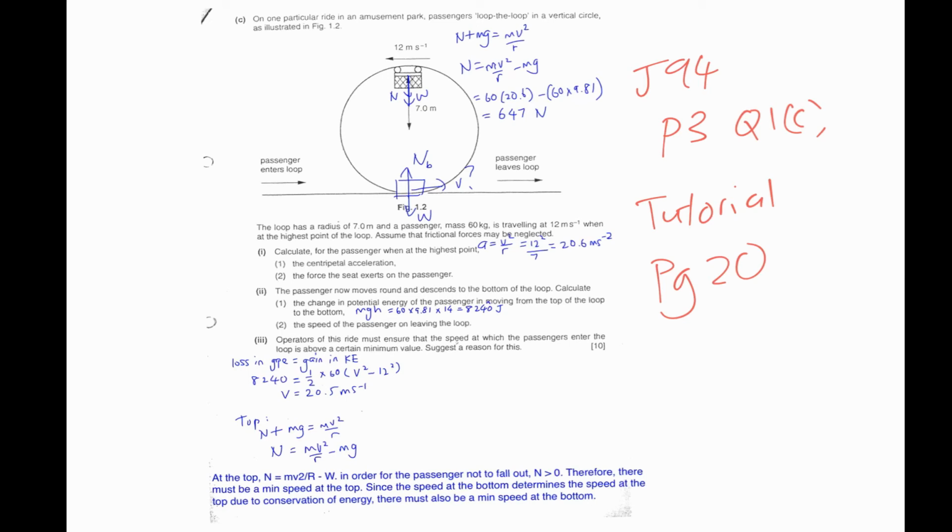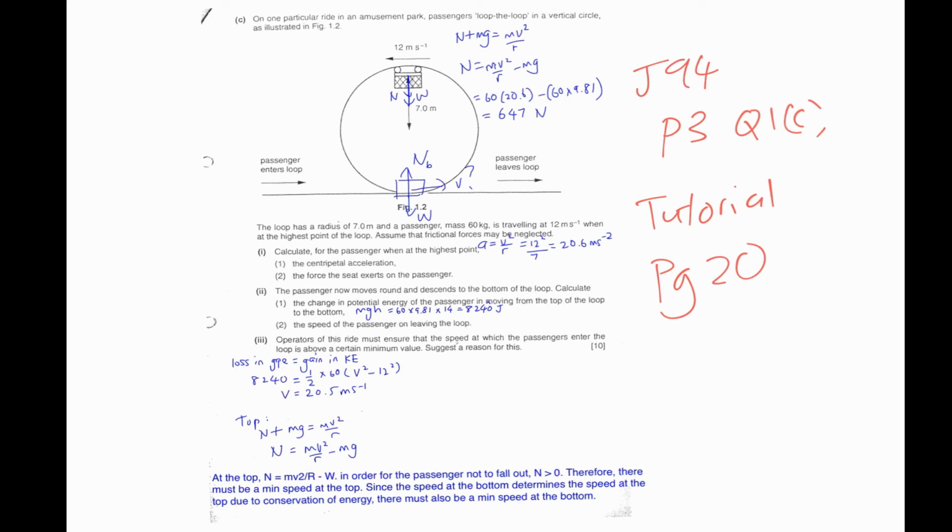Do you realize they gave you 12 meters per second? Is that v or omega? It's v, right? So therefore, you use a equals v squared over r, straightforward. So 12 squared over the radius 7 meters. So that is your centripetal acceleration.